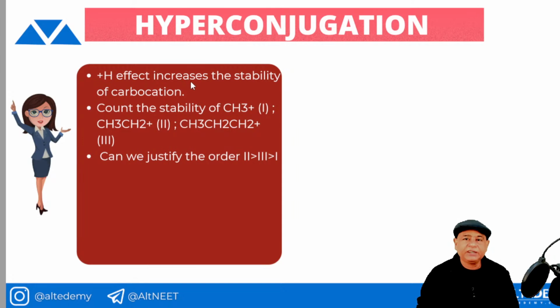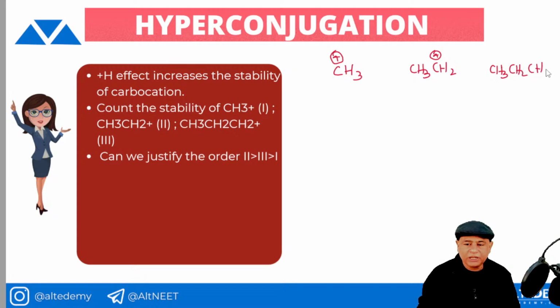So plus H effect, next point that we are coming, plus H effect increases the stability of carbocation. Look here, we can take three examples. We have a compound called CH3 plus, we have another compound CH3 CH2 plus, and we have yet another compound CH3 CH2 CH2 plus.